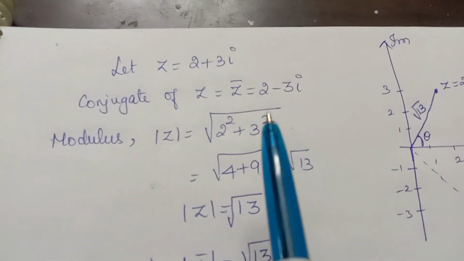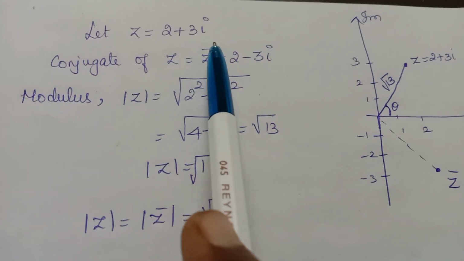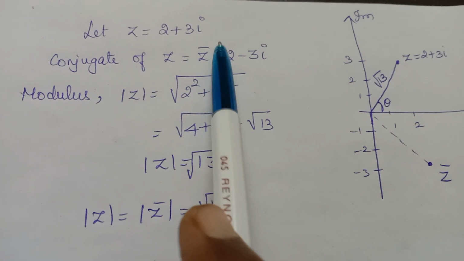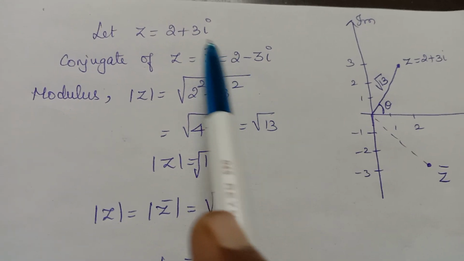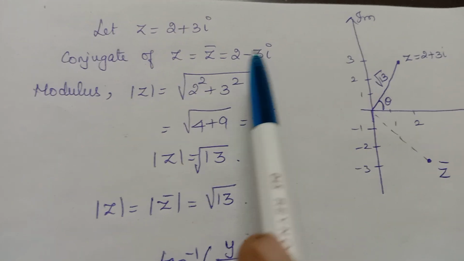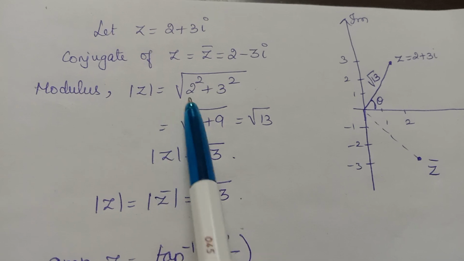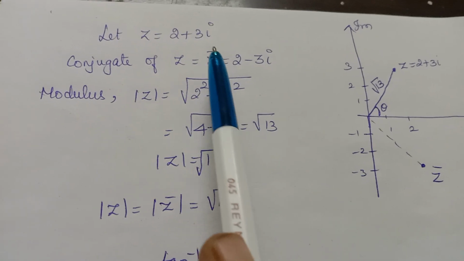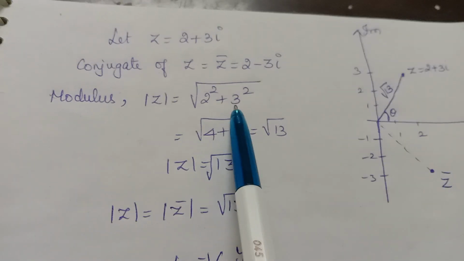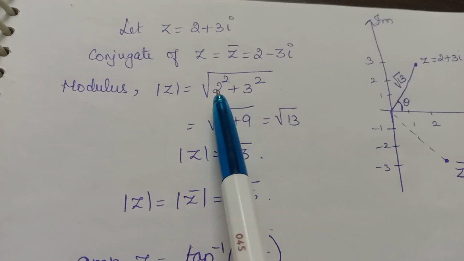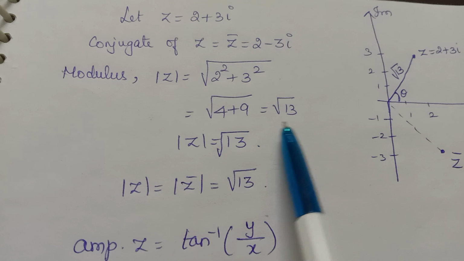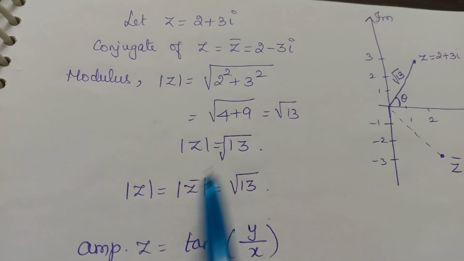This is the first one. Let z equal to 2 plus 3i. So this is a complex number. What is the conjugate? Conjugate is 2 minus 3i. Only for the imaginary part you have to change the sign. So modulus of z is equal to square root of, what is modulus? Real part square plus imaginary part square. Real part is 2, so 2 square plus 3 square, 4 plus 9, equal to root 13. So modulus z equal to root 13.